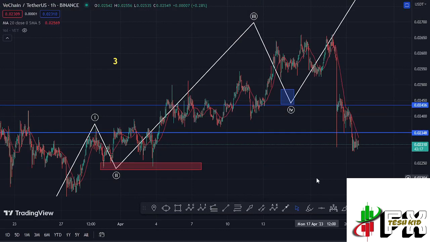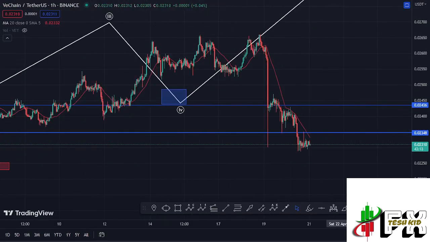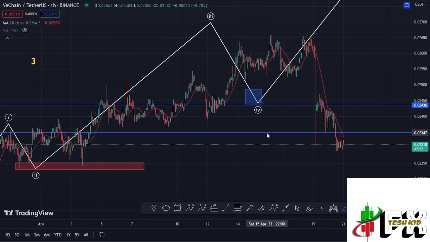Welcome back to TechKidFX for another VeChain price prediction update, which at the time of this recording is holding below the 20-day MA here on the 1-hour chart, which is now acting as resistance. We have also lost a key area of support at around the $0.02436 mark, which is now acting as resistance, and also continued to obey the Elliott structures.